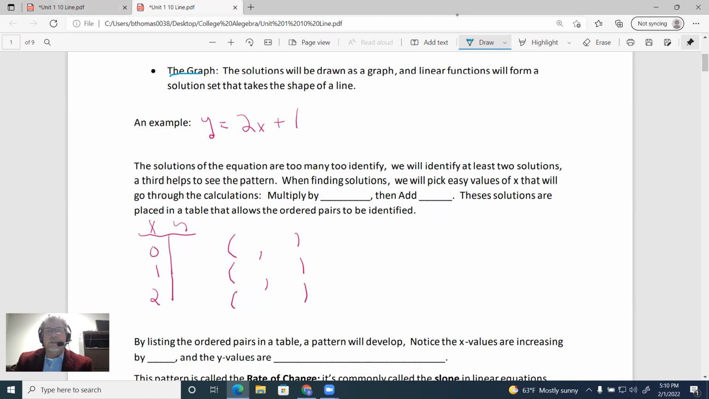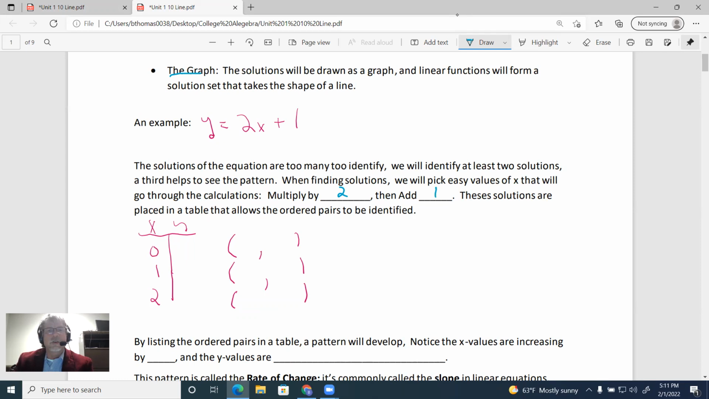So when finding solutions, we're going to pick easy values of x that will go through the calculations. And notice here, we're going to be multiplying by 2, and then we're going to be adding a 1. Those are going to be the calculations. And these solutions we're going to place in a table that allows us to have these ordered pairs. So the table is going to help us create ordered pairs.